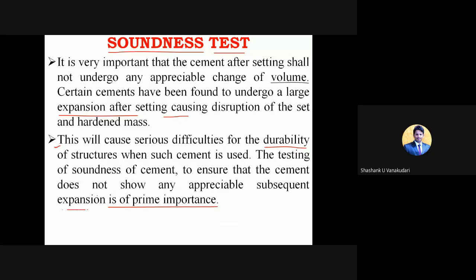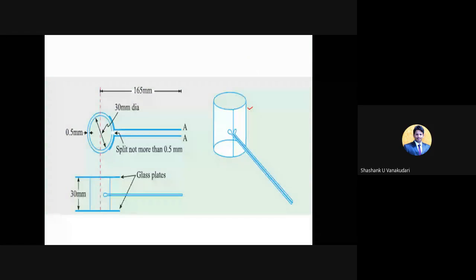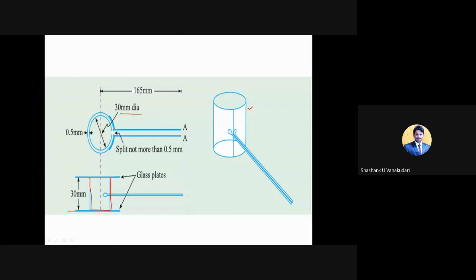Here in this apparatus, which is shown in the figure, you can see it consists of a small split cylinder made of spring brass or another suitable material. It is 30 mm in diameter. This is the front view, and 30 mm is the height. They have given 30 mm as the diameter and 30 mm as the height, so you can check that both are the same. This is the top view and this is the side view. Clear?